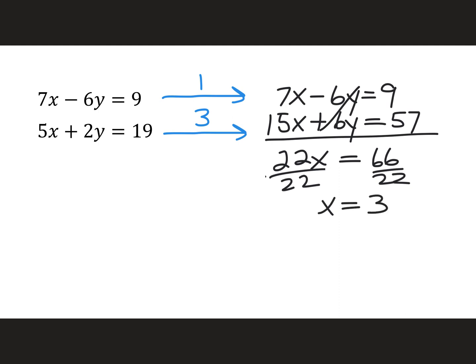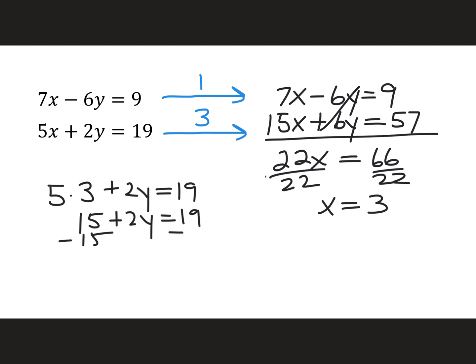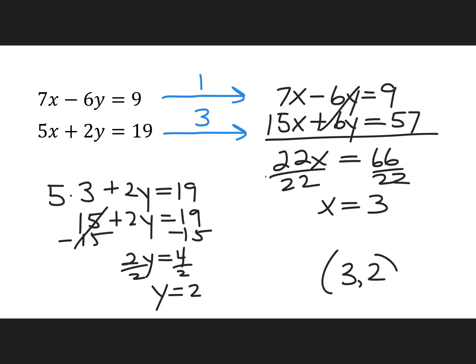All right, I'm going to use the bottom equation because it doesn't have a minus sign in it. So 5 times 3, which is our x, plus 2y equals 19. 15 plus 2y equals 19. Minus 15, minus 15. And I have 2y equals 4. Easy. y equals 2. And if you don't believe me, put it back in those other two equations and see if it works for both of them.